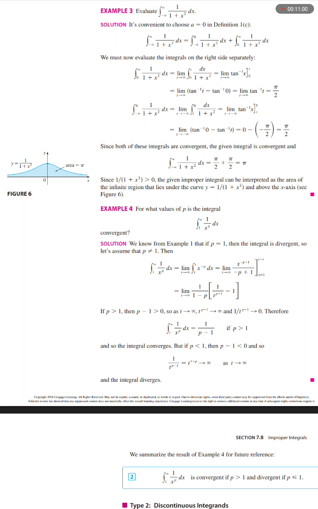Since both of these integrals are convergent, the given integral is convergent, and the integral from negative infinity to infinity of 1 over 1 plus x squared dx equals pi over 2 plus pi over 2, which equals pi.